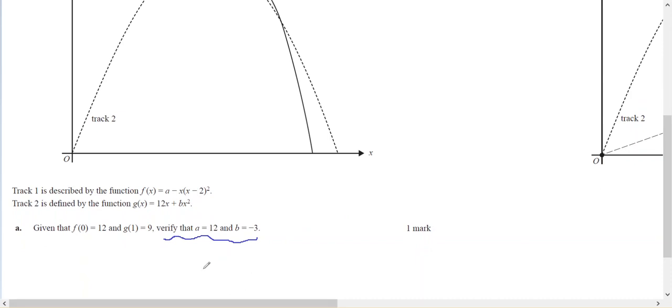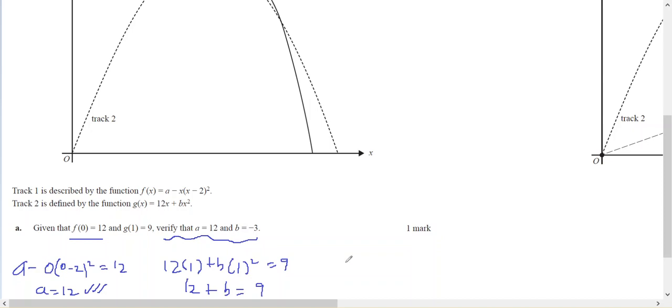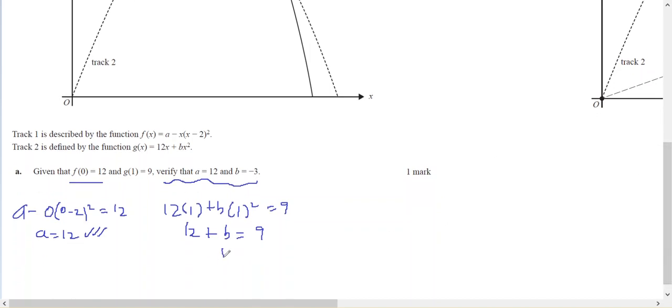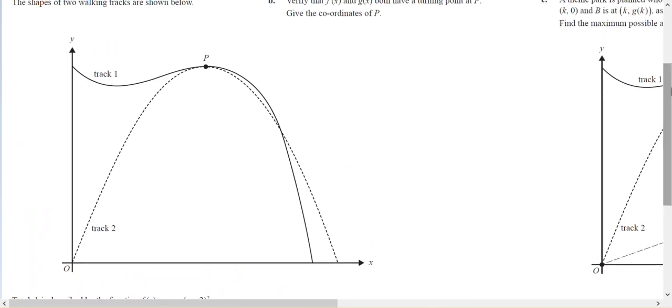So if f of 0 equals 12, then I know that A minus 0 times 0 minus 2 squared equals 12, which means A equals 12. Done. And g of 1 equals 9, so 12 times 1 plus B times 1 squared equals 9. 12 plus B equals 9, B equals 9 minus 12, B equals negative 3. Done. Verified that, so that's correct for 1 mark.